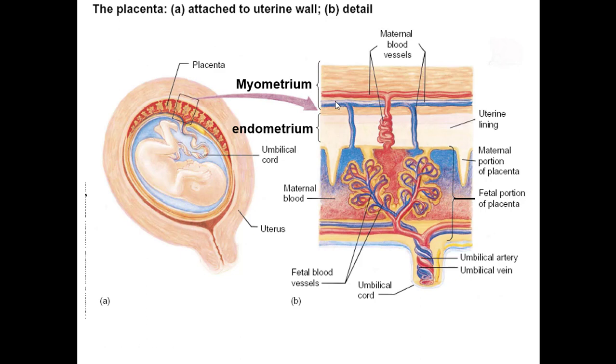So really the mom has to eat for 2, and she also has to take in oxygen for 2, and she has to get rid of carbon dioxide for 2, and get rid of wastes for 2.